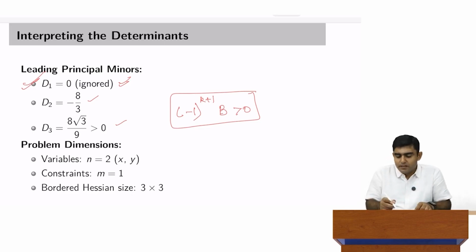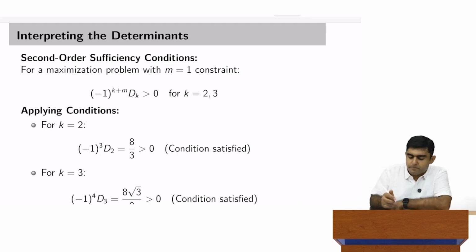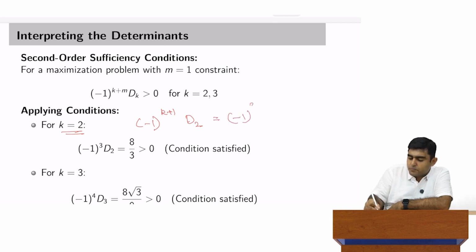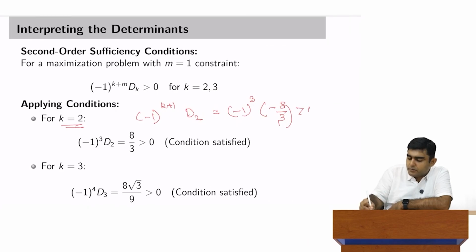So, no surprise. So, number of variables here are 2, m is equal to 1. So, we will see what k plus 1 should give us. So, when we are at k equal to 2, we will check for sign of minus 1, k plus 1 and the determinant of D2. So, here I get minus 1 raised to power 3, D2 was minus 8 by 3. So, at the end this entire terms come out to be 0. So, my condition is satisfied.